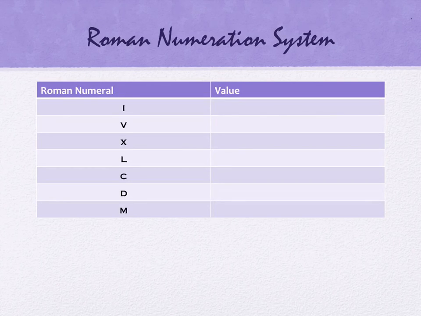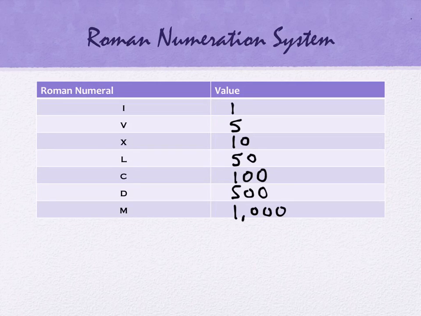What's the first one's value? 1. How about the V? 5. Good. X? 10. L? 50. Good, 50. C? 100. Okay, what do you suppose D is based on the pattern you're seeing? 500. Yeah, it's 500. And the M? 1,000. Okay, now you might look at this and think, okay, that's all the ones we're going to write down. And it is. These are all the symbols.